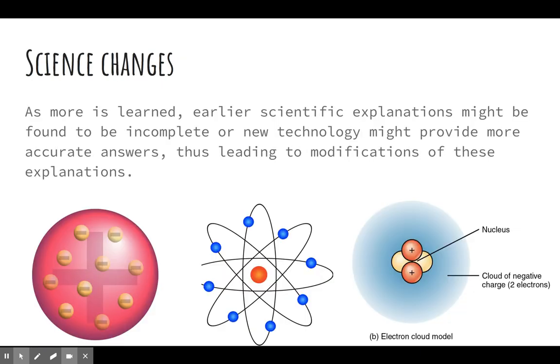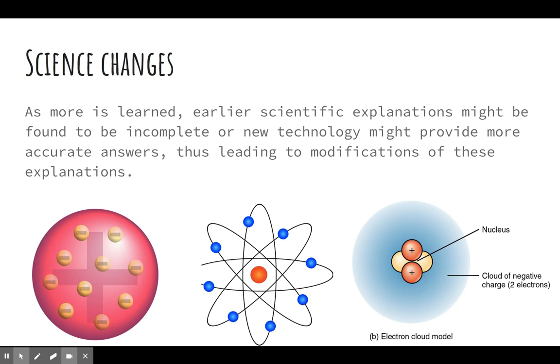So over time, science changes, right? As we have access to more technology, as more experiments are done, science changes. So as more is learned, earlier scientific explanations might be found to be incomplete, or new technology might provide more accurate answers, thus leading to modifications of these explanations. So let's take the atomic model, for example, the atom, and that's what these three pictures are.